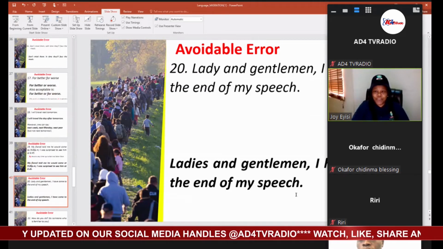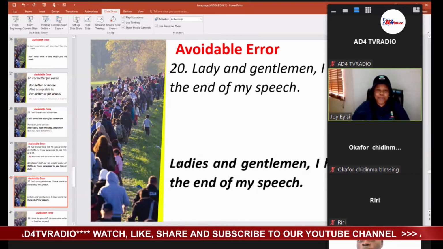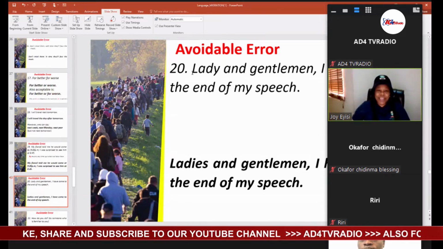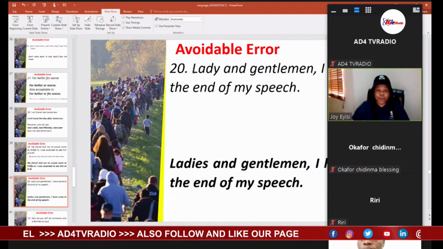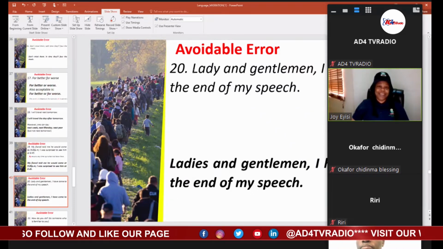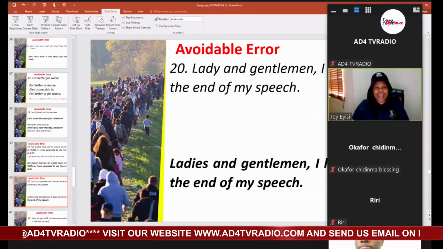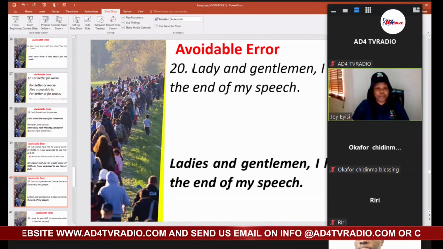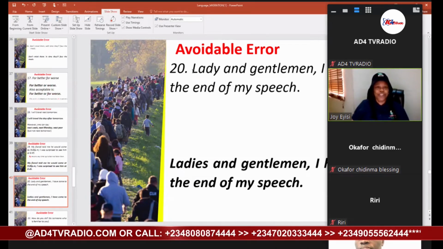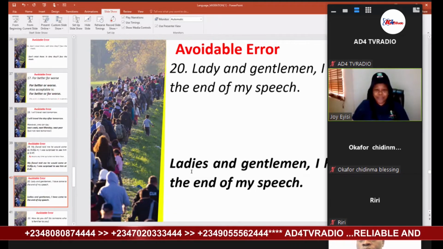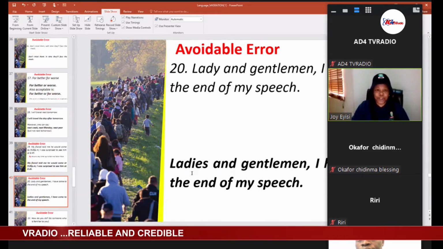Ladies and gentlemen, I have come to the end of my speech. Sometimes people think that when you have one lady in a gathering, you refer to the lady as lady, or you greet with "lady and gentlemen." But that is not true. "Ladies and gentlemen" is a fixed expression. It is constant. You must not change "ladies" to "lady." The right thing to say is, "Ladies and gentlemen, I have come to the end of my speech."